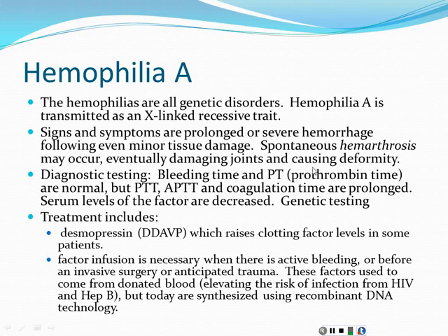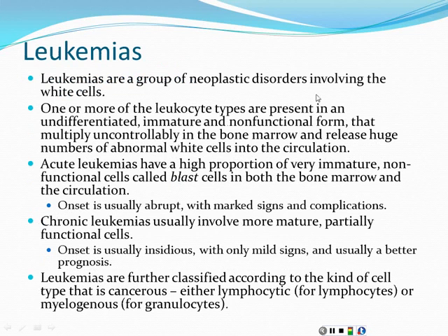Today, we can make these factors using recombinant DNA technology. So there's no longer a blood-borne pathogen risk to the hemophiliacs. So there are getting to be fewer and fewer hemophiliacs with HIV because the ones that have it are dying off, and the new generations are not getting it through the blood supply anymore.